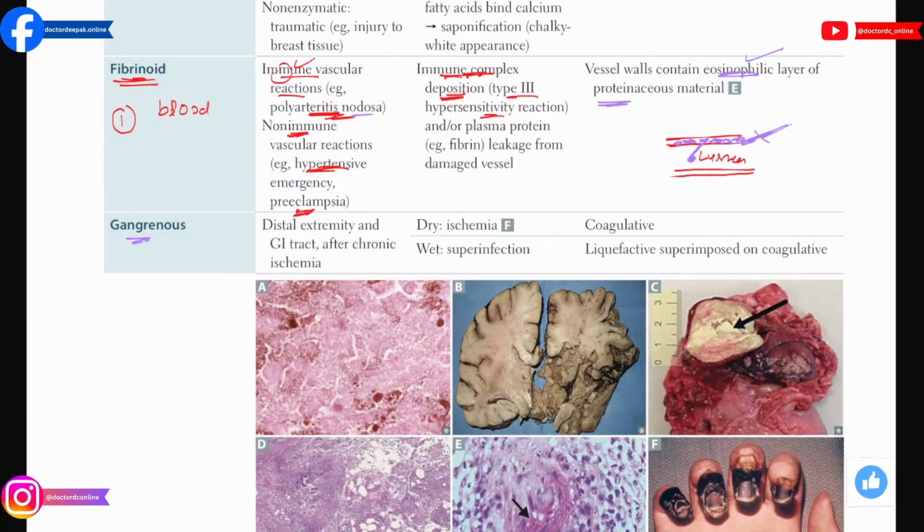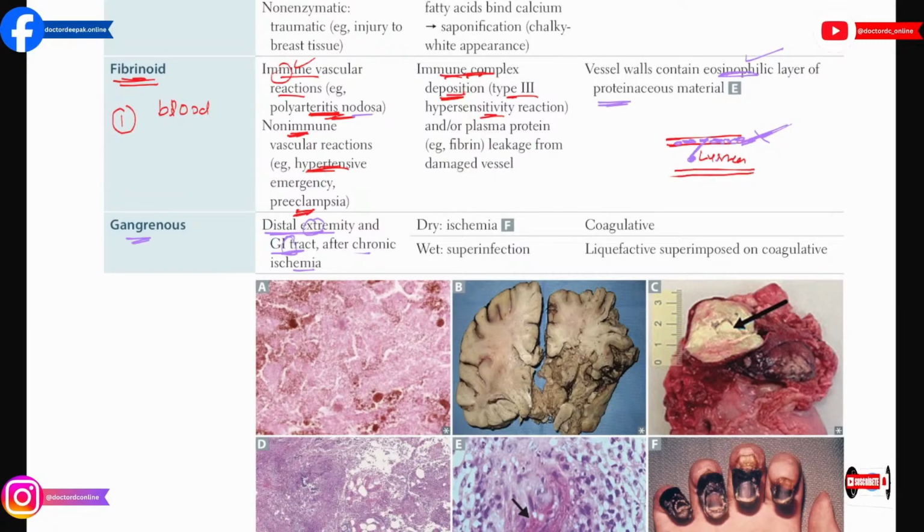So again, first of all, we have to understand some basic points. Gangrenous necrosis is seen in the distal extremity and GIT tract after chronic ischemia. You have to understand this with the help of an example. Under which condition can you get chronic ischemia? Atherosclerosis. If the person is chronically diabetic, atherosclerosis is going to be more, and that will lead to distal extremity or intestinal ischemia. So this is usually seen in those parts.